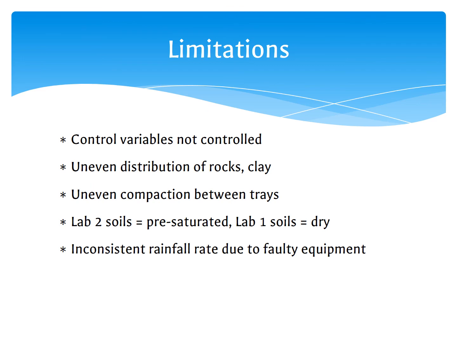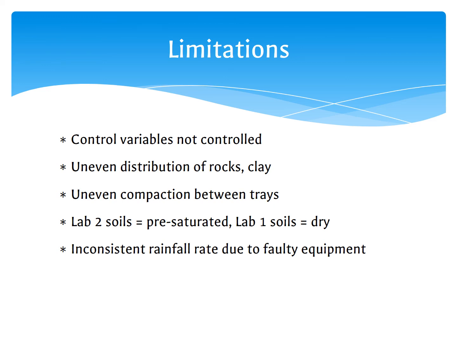There were a number of limiting factors in this experiment which manipulated the results. For one, the control variable in this experiment was not controlled. Trays A, B, and C were all supposed to have similar conditions, but from observation, trays A and B had more rocks, and the soil compaction in tray C was more dense. The soil composition, clay, sand, and limestone, was also not closely monitored.